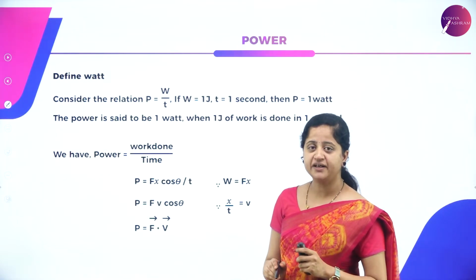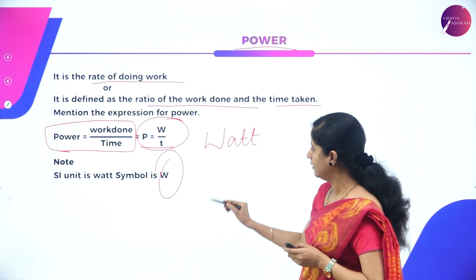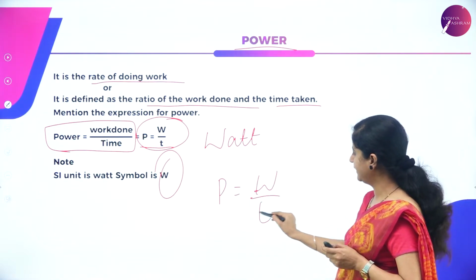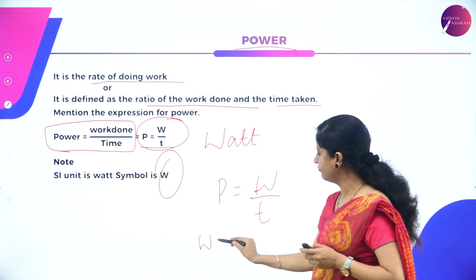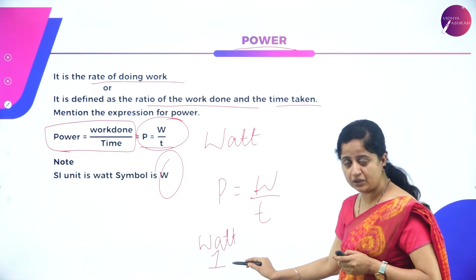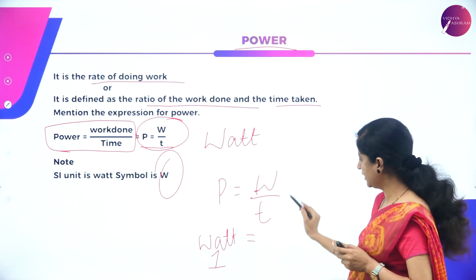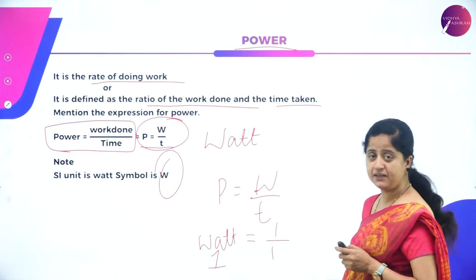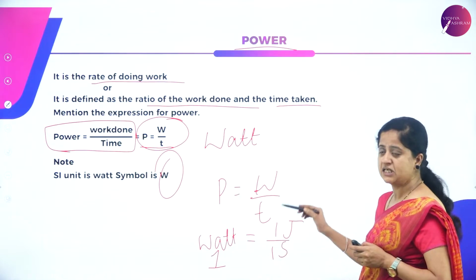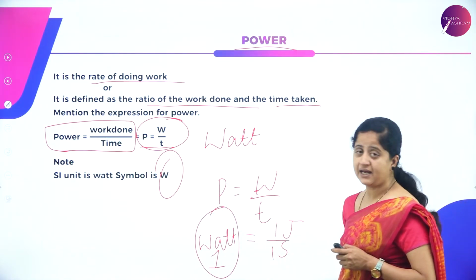So now let us define 1 watt. How to define 1 watt? Now we all know power is equal to work done divided by time. So the unit of power is watt. If this value of power must be equal to 1, what values do we have to take for work done and time? The work done must be 1 and time must be 1. So work done must be 1 joule and time must be 1 second. If these two values are unit values, we will get power as 1 watt.